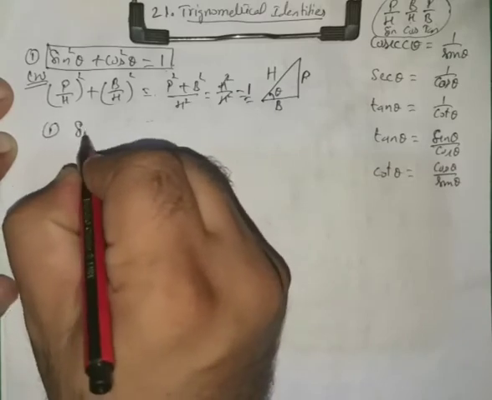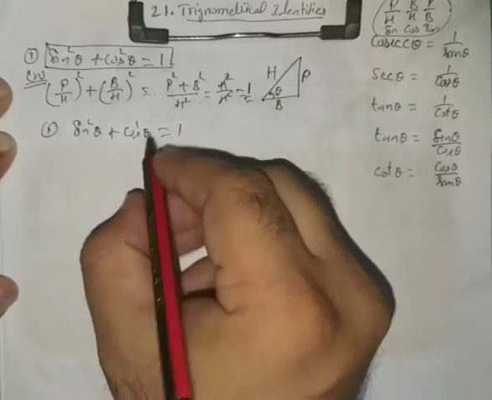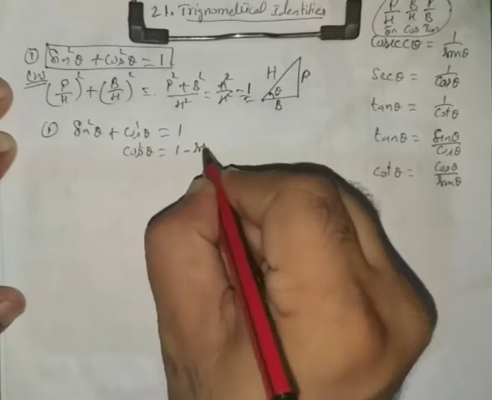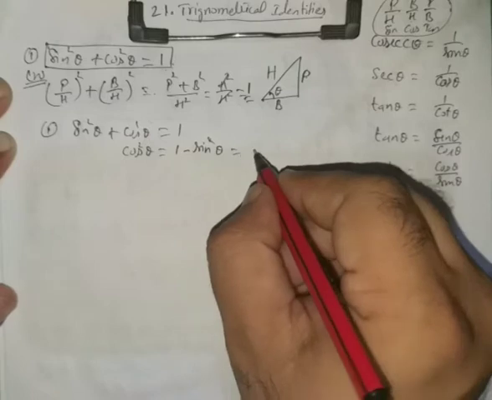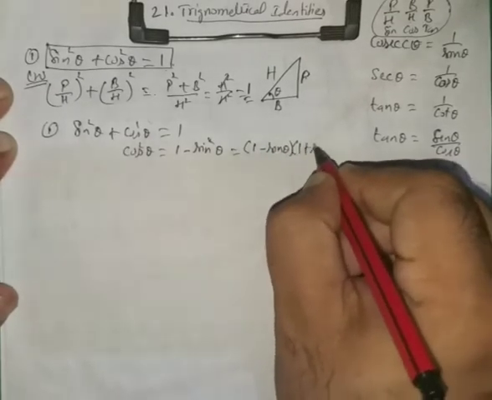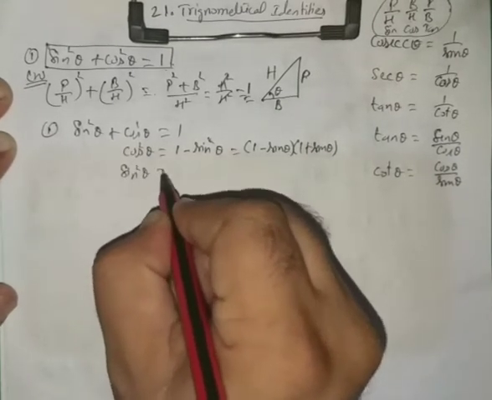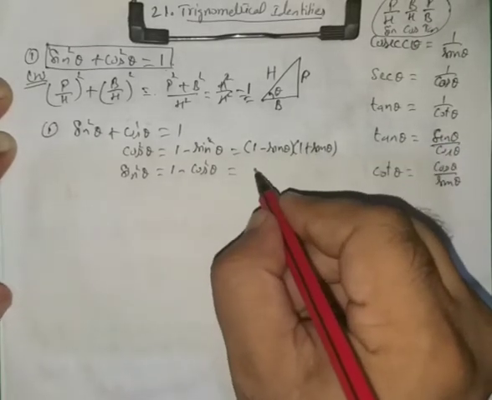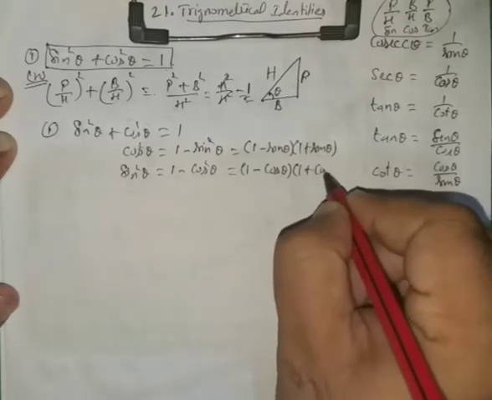So I have shown you the proof of this: sin square theta plus cos square theta equal to 1. This can be used to write some more relations. Cos square theta can be written as 1 minus sin square theta, or by using a square minus b square equal to a minus b multiply a plus b, this can be written as 1 minus sin theta multiply 1 plus sin theta. Similarly, I can also write sin square theta equal to 1 minus cos square theta, and that will be written as 1 minus cos theta multiply 1 plus cos theta.